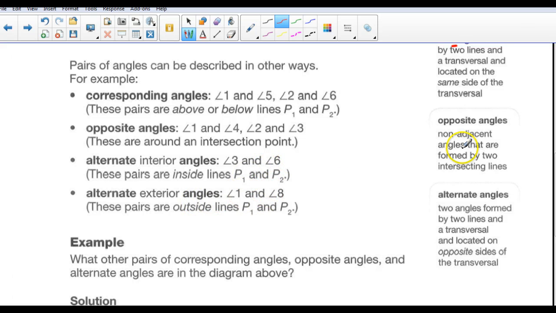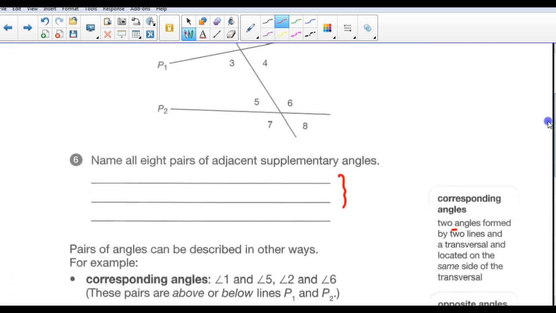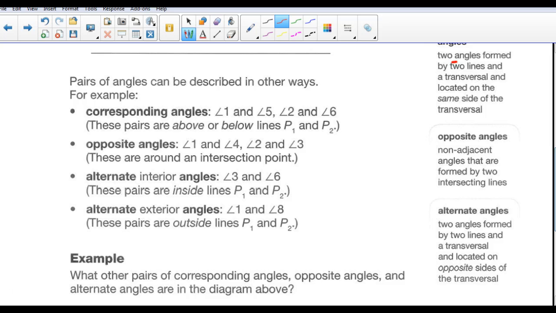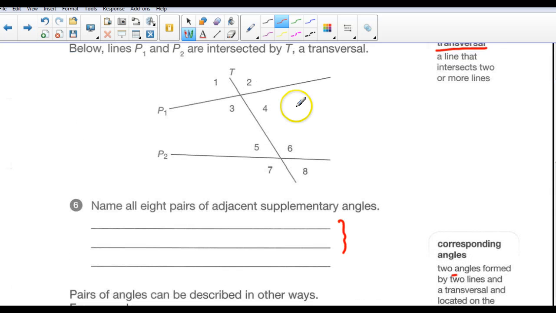Alternate exterior angles, angles 1 and 8. They're on the outside of the line here and on the outside of the line here, but on opposite sides of the transversal. So angle 1 and angle 8 are known as alternate exterior angles. Alternate, across from each other. They're on the other side of the transversal, but they're on the outside. We could also say that angle 7 and angle 2 are alternate exterior angles.